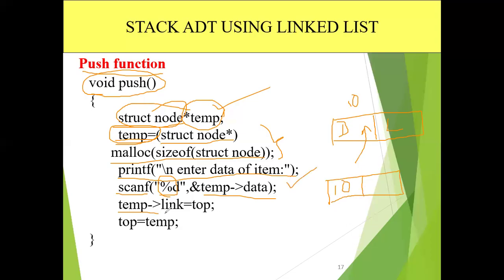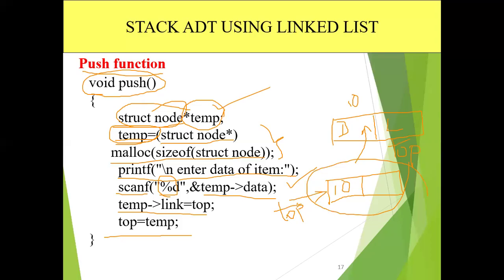Then what about the next? Temp arrow link is equal to top. That means whatever value was inserted most recently, we make that the top one. So simply top is equal to temp. The entire temp node will act as the top node. This is the way we insert a value into a temp node using the push function in a linked list. This is the implementation of a stack using a linked list.